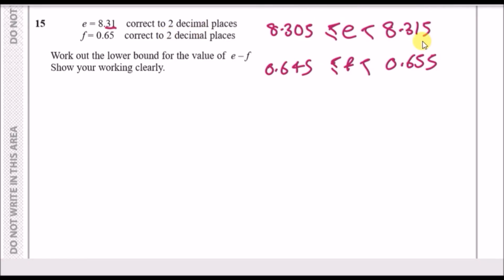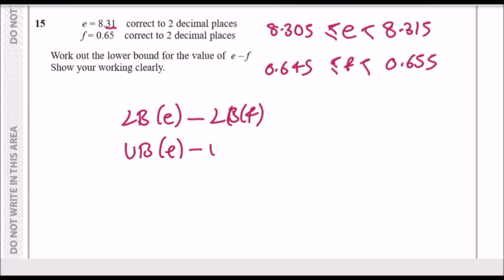Okay, now let's have a look. So work out the lower bound for the value of E minus F. Now, one thing is definitely not the lower bound of E minus the lower bound of F. The reason why is that this is identical to the difference of the upper bound of E minus upper bound of F, and even the regular E minus F. All of these have the same difference because you're measuring the same difference. Because if you look at the difference between these two values, it's the same as these two values, which is also the same as these two values. So none of this would be correct.